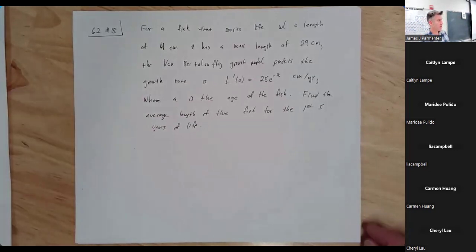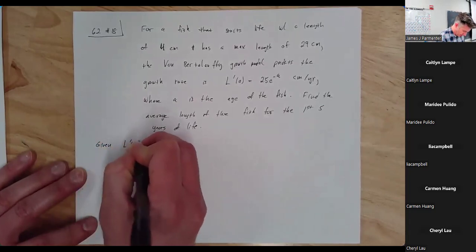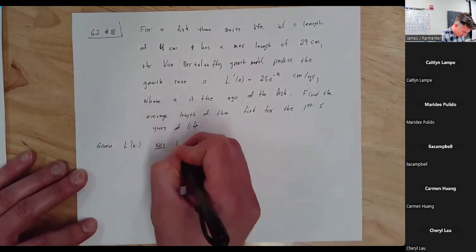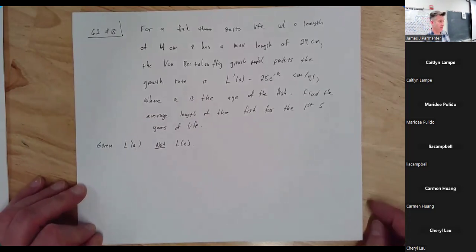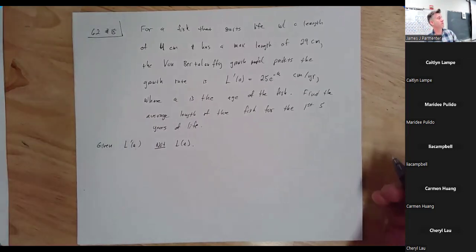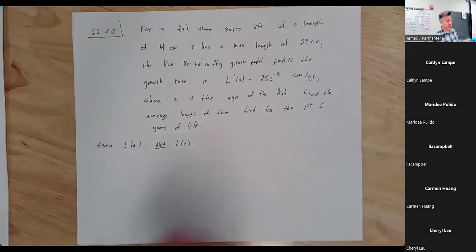Okay. So I want to point out, they didn't give us the length as a function of age. They gave us the rate of growth of the length as a function of age. So we were given L prime of A, not L of A. So if you're given a derivative and you're trying to find the function, what do you do? Anti-differentiate or integrate, right? Either way, same thing. Those words mean the same thing to us.